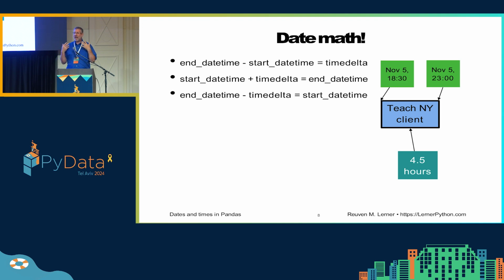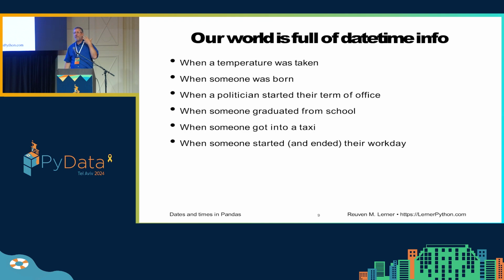And this might seem really obvious after you've seen it. But before you've seen it, at least for me, it wasn't obvious how these things work together. And this is really, really useful because our world is full of time and date info. So when was a temperature taken on a particular gauge? When, again, someone was born. When a politician started their term of office. When someone graduated from school, right? When someone got into a taxi. When someone started, when someone ended their workday. Each of these can be measured, and each of these, if we have them in our data set, are things we're going to want to work with and manipulate.